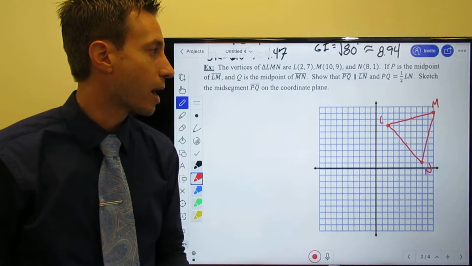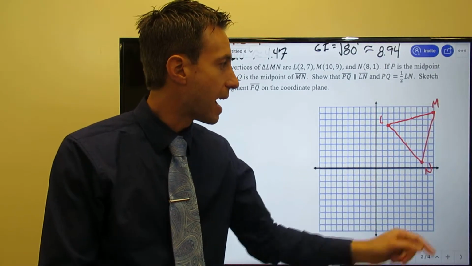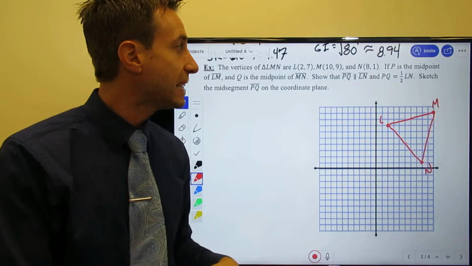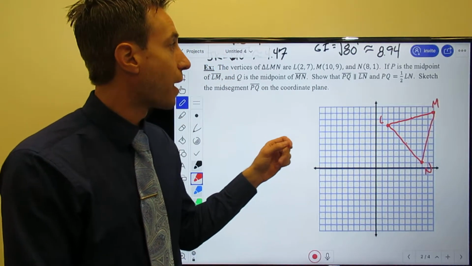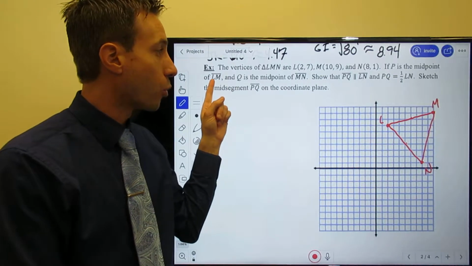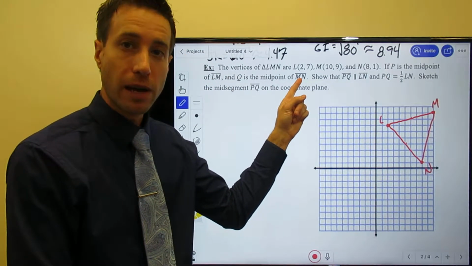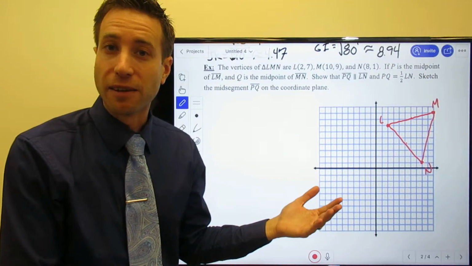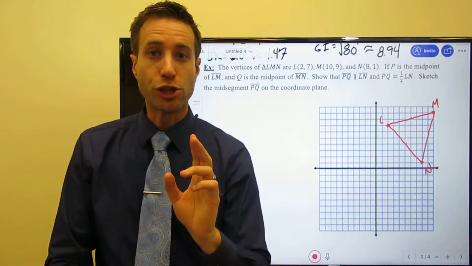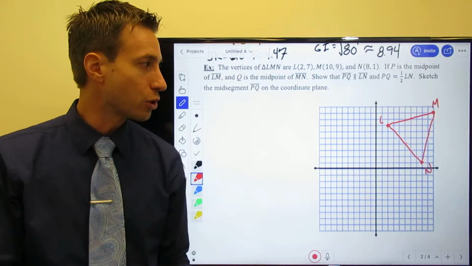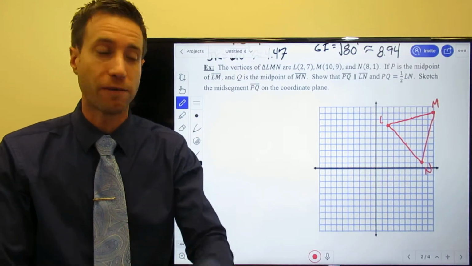Okay, great. So there's my triangle, LMN. Triangle LMN. Now, what I need to do is find P, which is the midpoint of LM, and Q, which is the midpoint of MN. So we need to find those. Now, you certainly could, absolutely could use the midpoint formula.